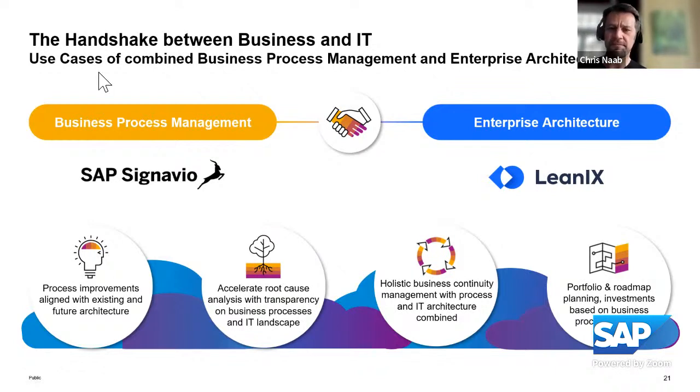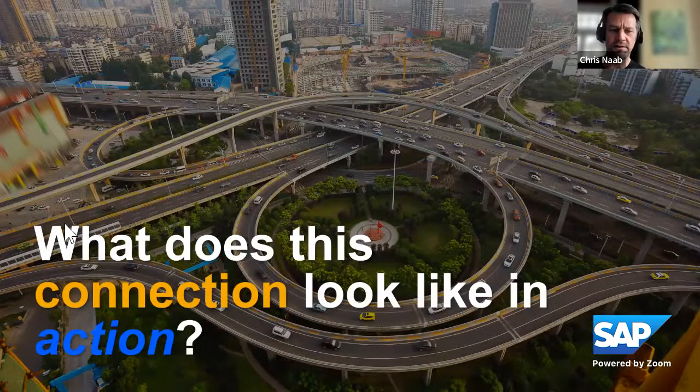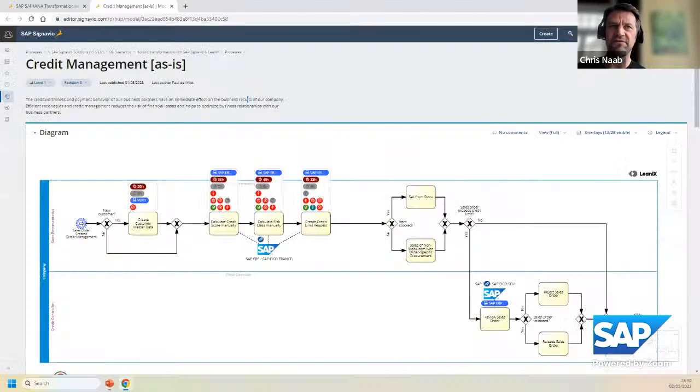Okay, but perhaps let's have a look at how this could look in a system. So in the system, how is that supported? How are these use cases supported by the tool chain that we propose here with Signavio and with LeanIX? So let's have a look. Let's start here with a focus on the business process.